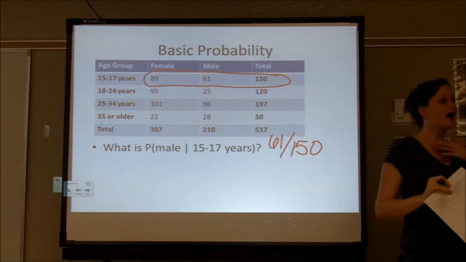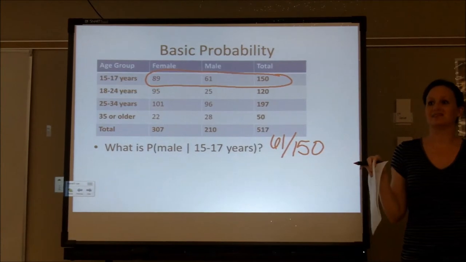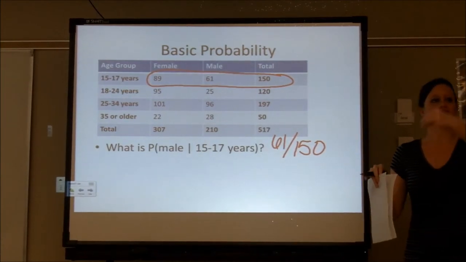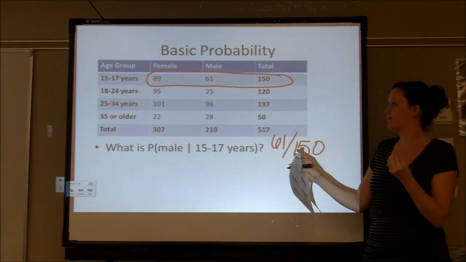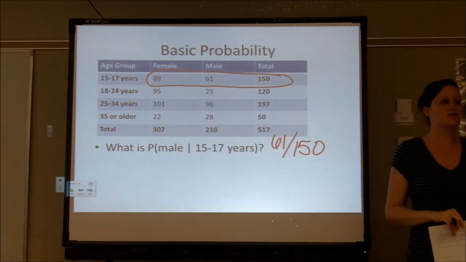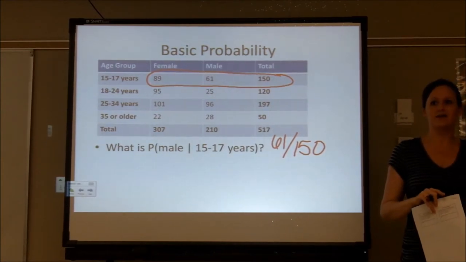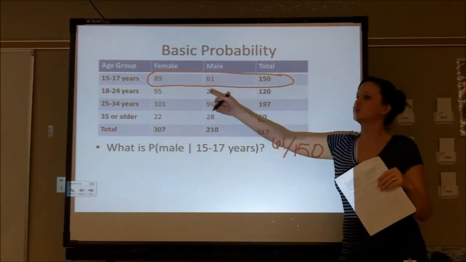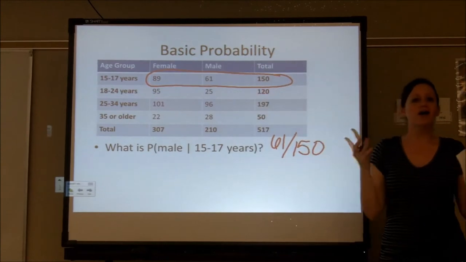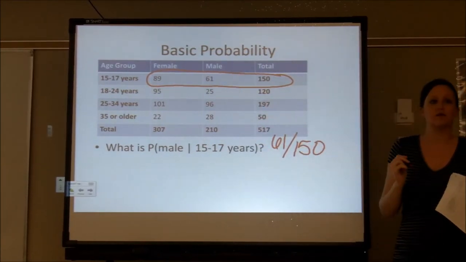Good. So, I like to think of given as reducing what's in my hat. Okay, we're talking about the probability of drawing somebody out of a hat and they're a male, given that the only people in the hat are the 15 to 17 year olds. So I guess you don't really need the hat to think about this, but I like the hat. So my hat is reduced to the people on this row. If I'm only on that row, the probability of choosing a male is 61 out of 150.